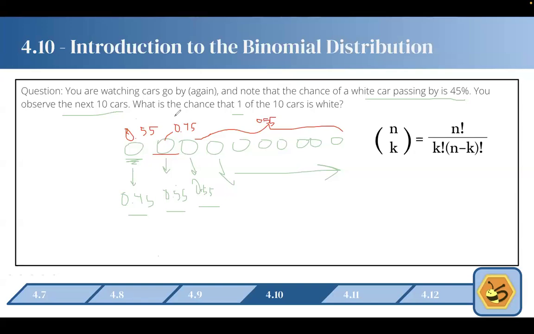Cool. All right. So this is another opportunity, another chance that could have happened that would satisfy what we're looking for: one of the 10 cars was white. So how many chances are there that would satisfy this condition, 1 out of 10 being white? What do you guys think?